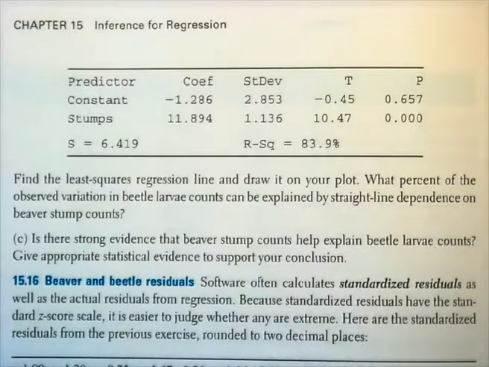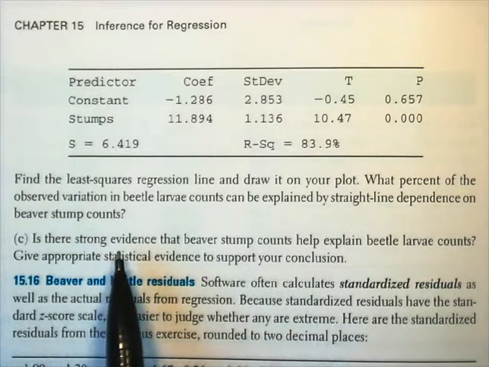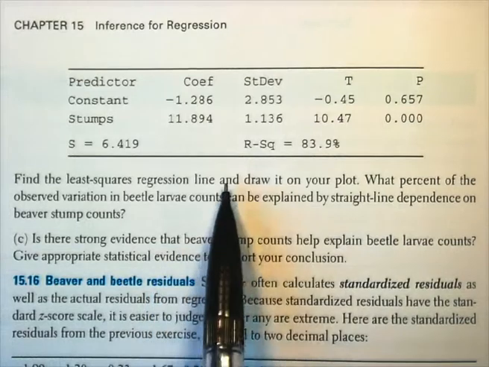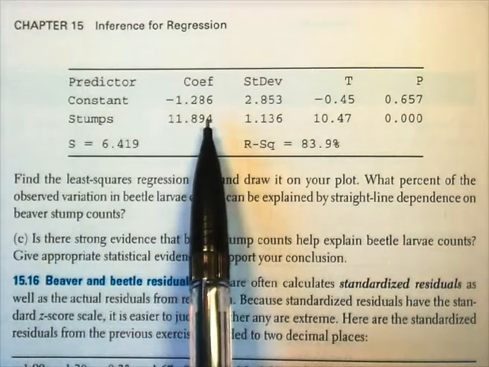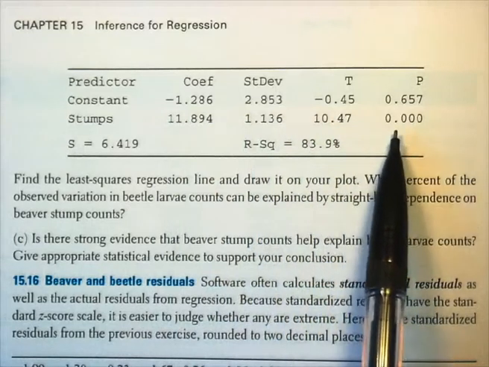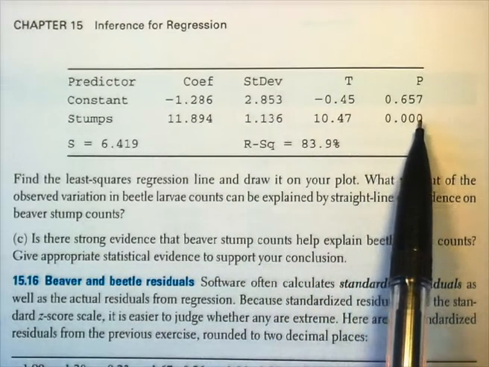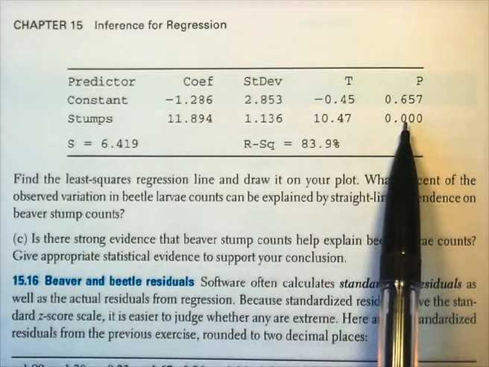Then the last part of the question asks, is there strong evidence that the beaver stump counts help explain the beetle larva counts? I told you to go ahead and assume the conditions for inference were met. So we're going to do a hypothesis test on the coefficient of stumps. That's the slope. But notice we're already given a t-score and a p-value. These are for the two-sided hypothesis test. This p-value is so small that to 3 decimal places, nothing actually registers.